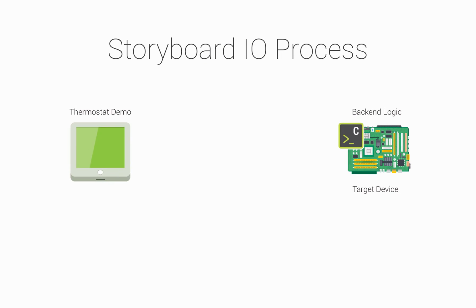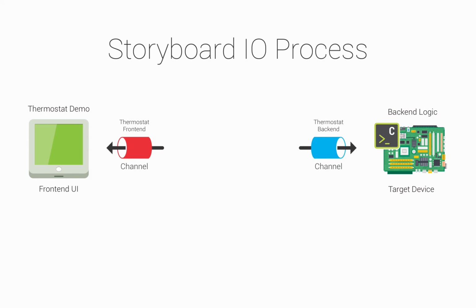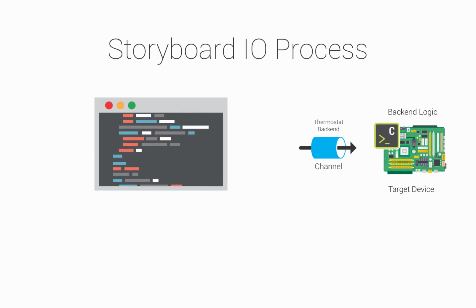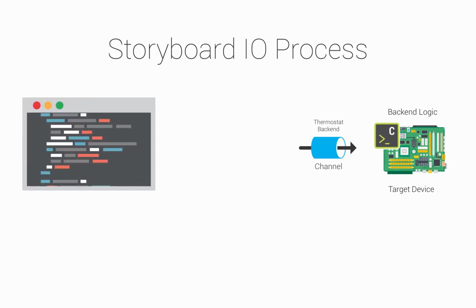In order to have both applications pass information between them requires that the communication channels for the front end and the back end are both open. The channel for the back end won't be open until the back end C application is running, so the first thing we need to do is compile the source code.